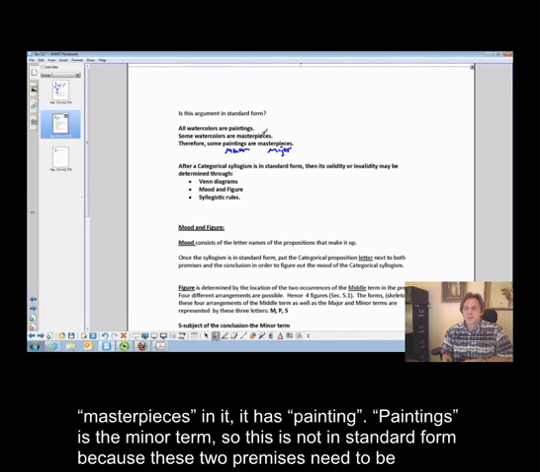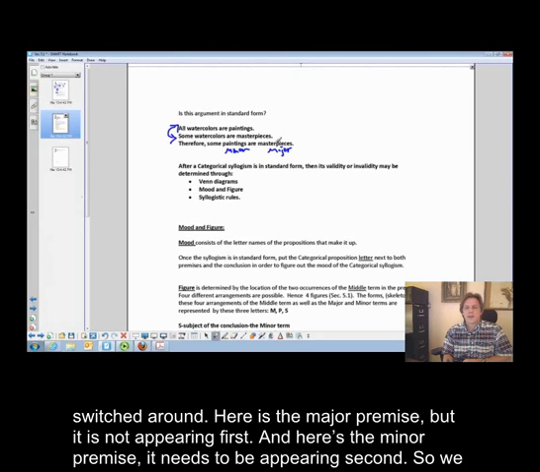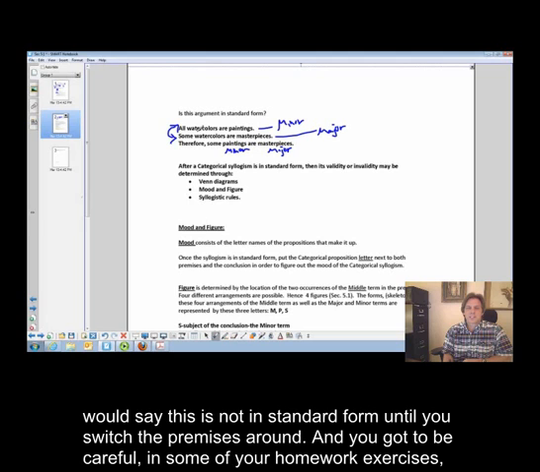and paintings is the minor term, so this is not in standard form because these two premises need to be switched around. Here is the major premise, right? But it is not appearing first, and here's the minor premise. It needs to appear second. So we would say this is not in standard form until you switch the premises around.